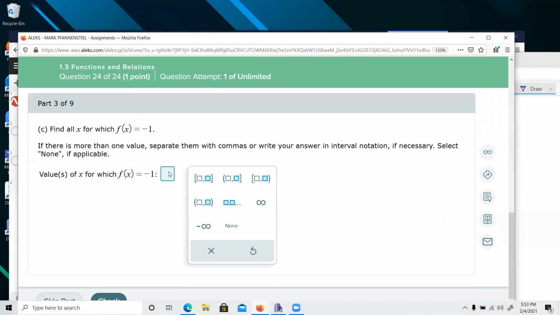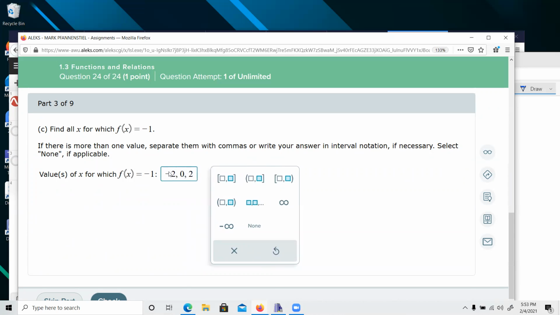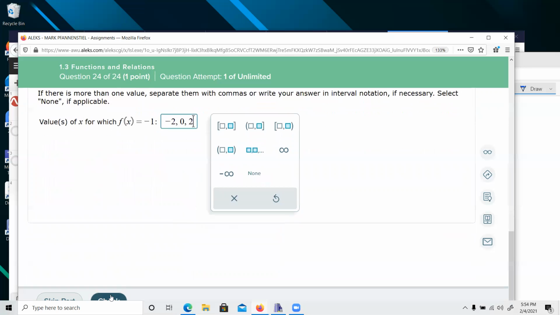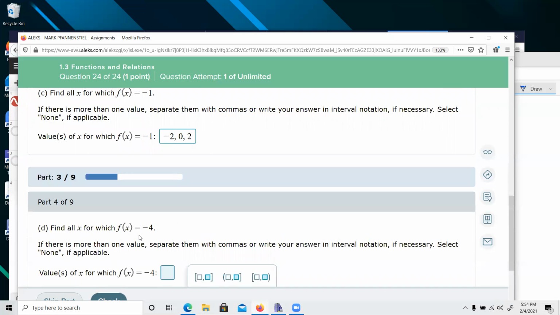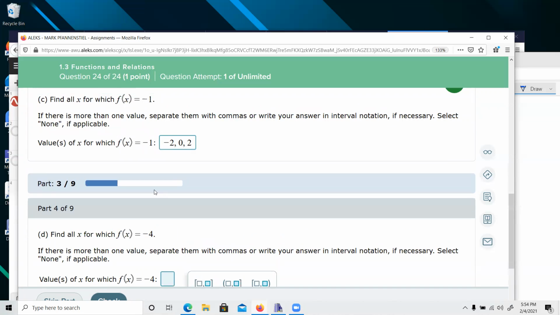Okay. So all values of x. They didn't ask for a point. They just asked for the x's. So that's going to be weird to check. All right. And then they're going to ask for -4, and etc. Okay, but I think you have the idea for a problem like this.